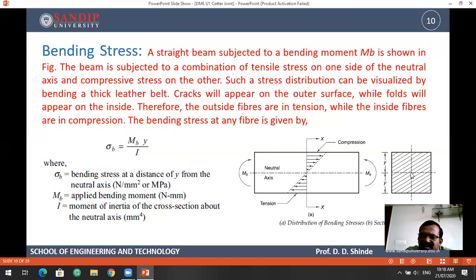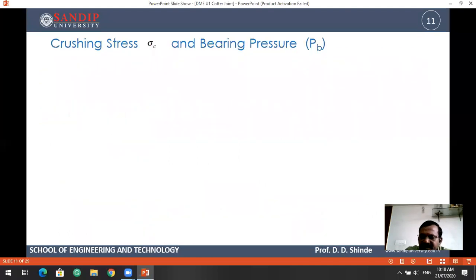So if you see the sketch, you can see a square cross section with the neutral axis at the center. The maximum compression is at the top, at distance y, and the maximum tension is at the bottom, also at a distance y from the neutral axis. So y is the distance of the extreme fiber from the neutral axis. So this is how the bending stress is calculated.